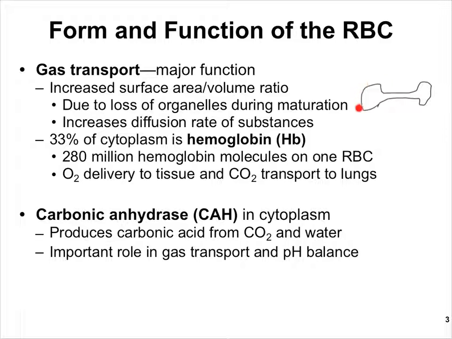There are a lot of hemoglobins inside of a single red blood cell. There are up to 280 million hemoglobin molecules in one red blood cell. Now, while I said that the red blood cell's purpose is to transport oxygen, oxygen is not actually the only gas that it is involved in transporting. The red blood cell also has this enzyme called carbonic anhydrase, which we have talked about before.